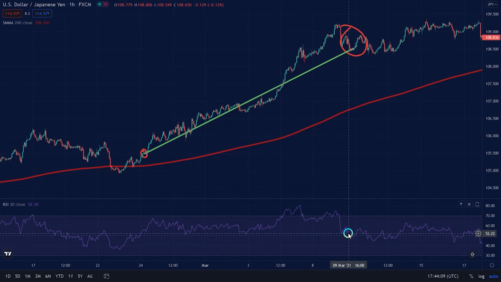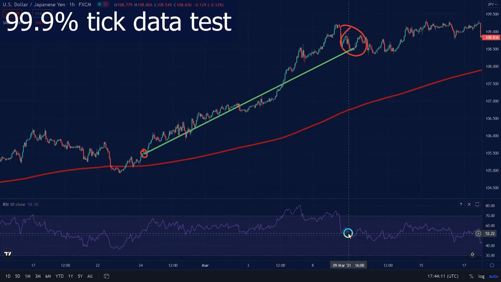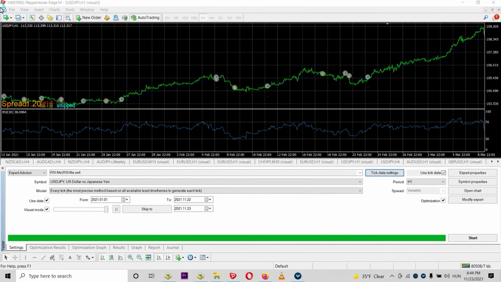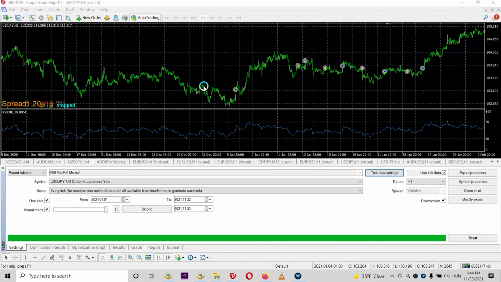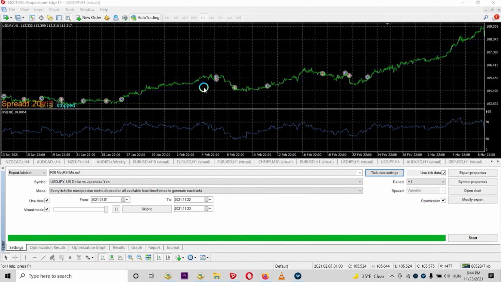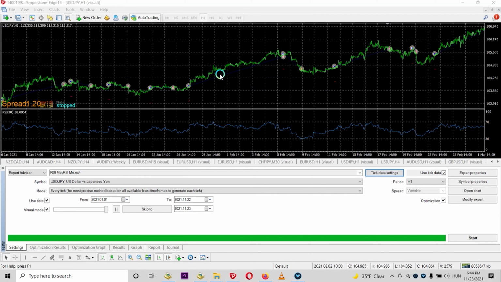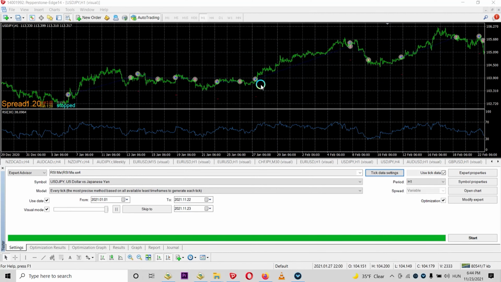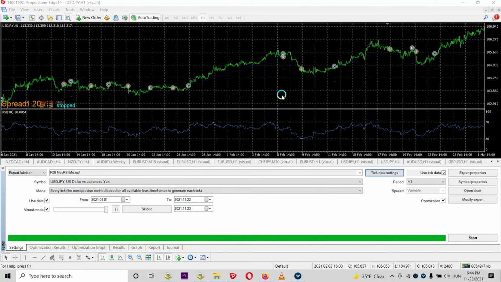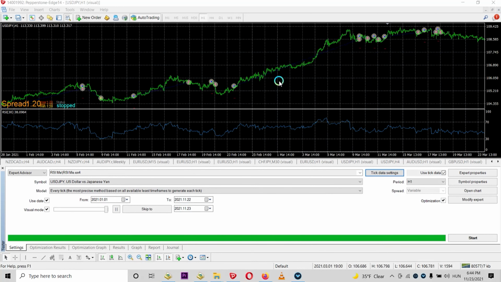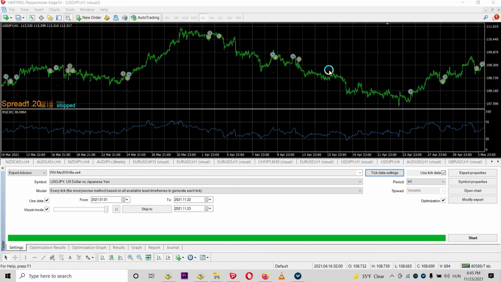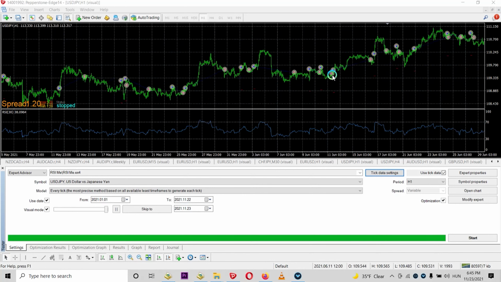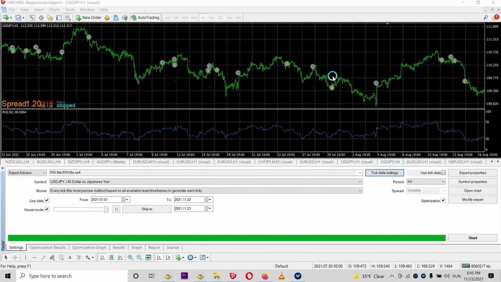Now I show you the 99.9% tick data quality backtest. As you can see, I already did the backtest, and it made serious amounts of pips. And this is a completely automated algorithm that I did the backtest with, so this is no bullshit. If you take a look at it, it always finds a really good spot to enter and exit. For example, here, and here, or here. So there are a ton of spots where it really finds good trades.